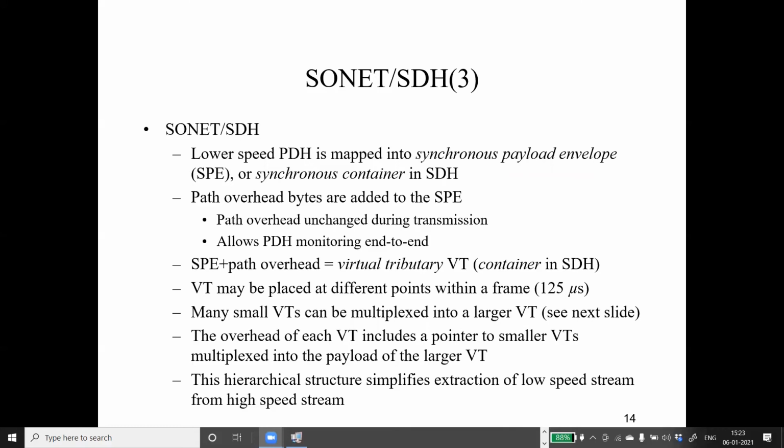So payload placing in a Sonnet was very systematic, with a lot of bits allocated for organization and monitoring. Overhead bits were there, path overhead bits, payload envelope bits. All these help to maintain the data, as well as retrieve the information easily. Right now what we are seeing is the properties, and then we'll come to each property which I'm saying right now, and see how it is being implemented in Sonnet.